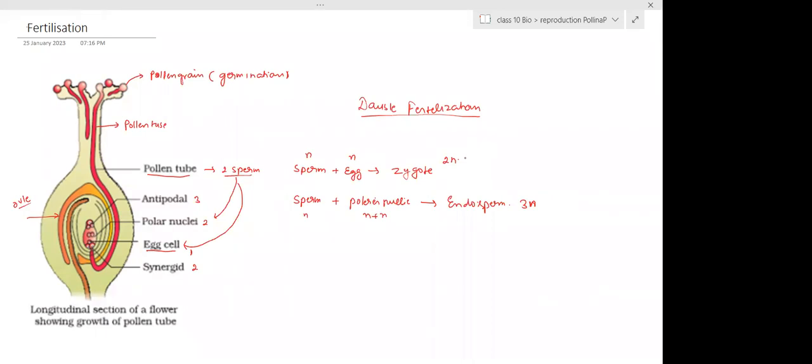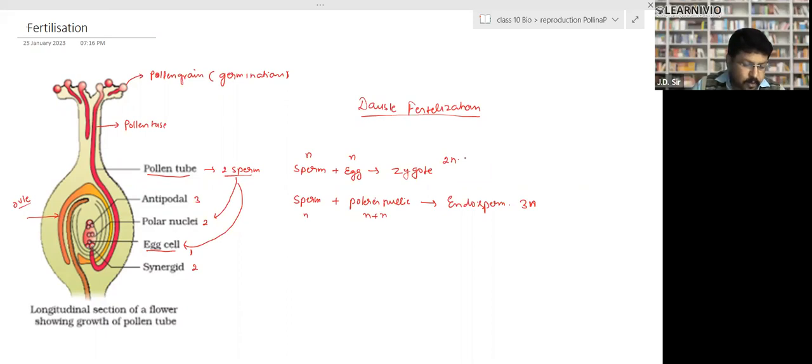Yes, sir. Okay, please take a screenshot of this diagram and start writing now.